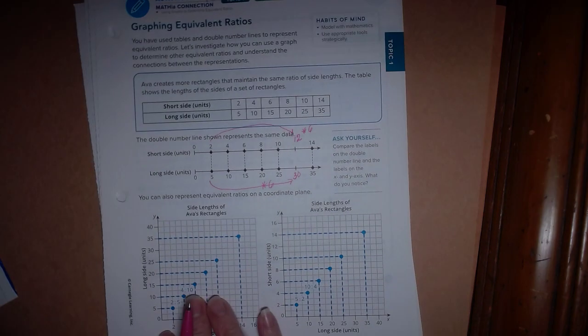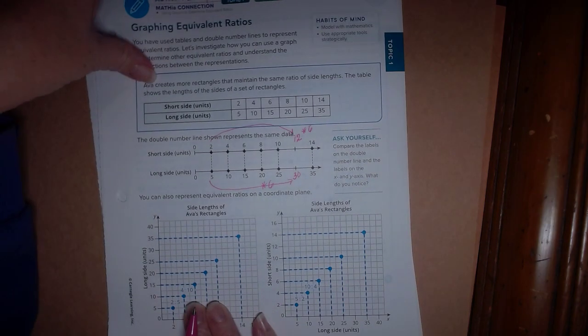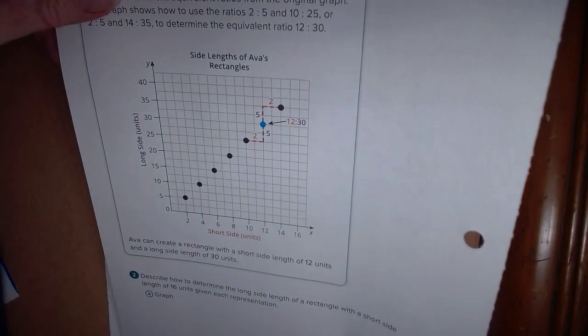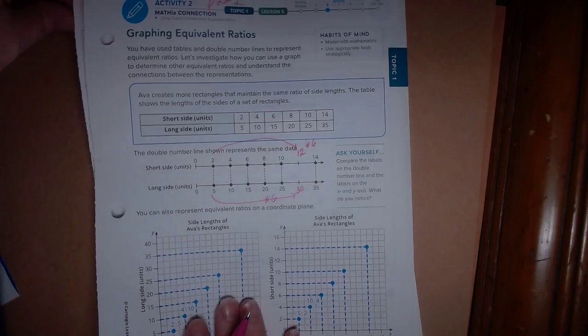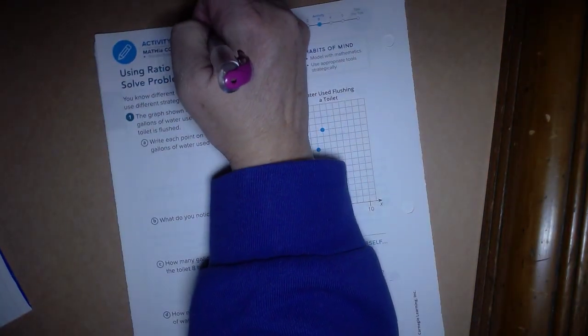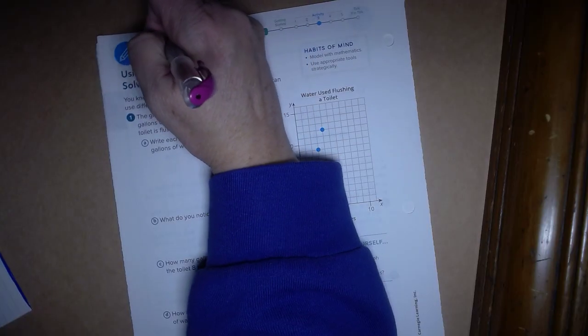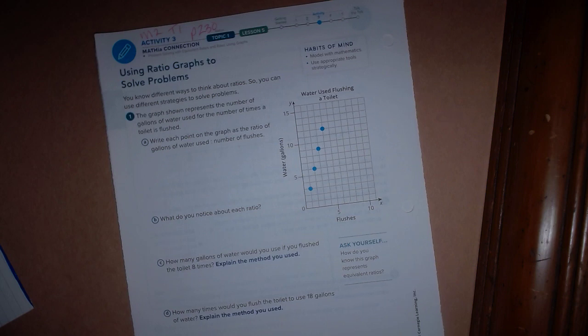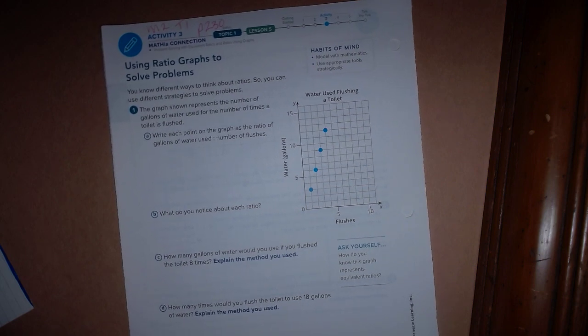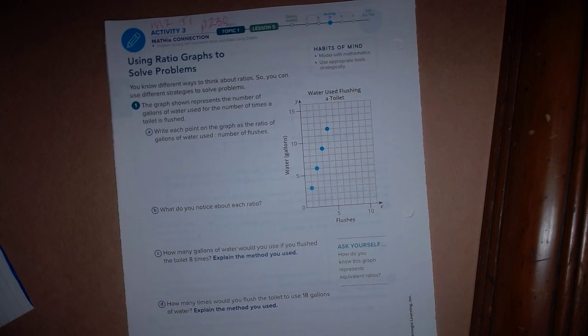Okay, I think that's all I really want to show you on that page. And we are going to then move over to page 230, activity 3. So this is page 230 in module 2, topic 1. Use ratio graphs to solve problems. You know different ways to think about ratios, so you can use different strategies to solve problems.